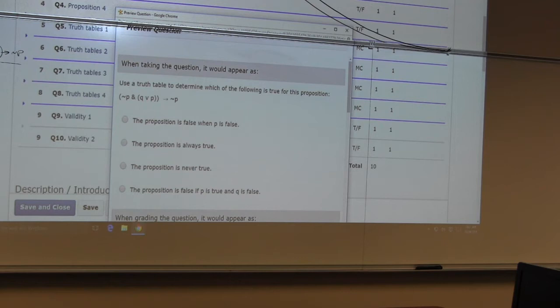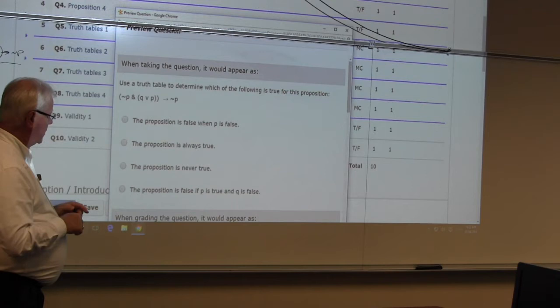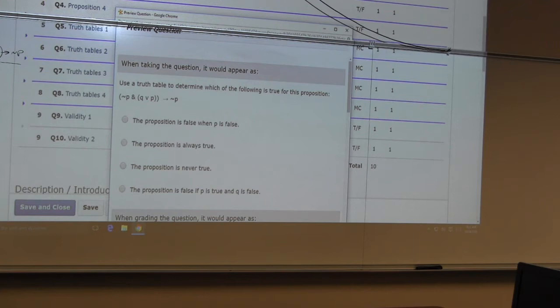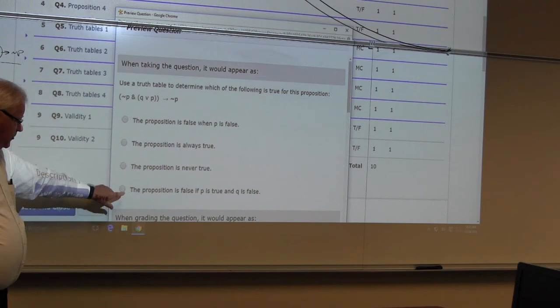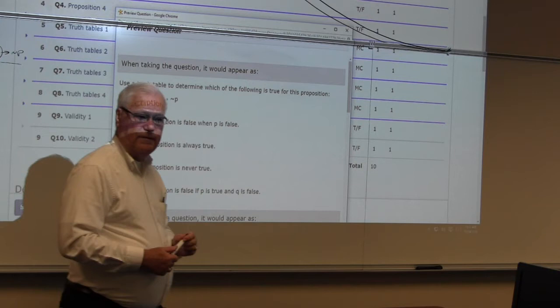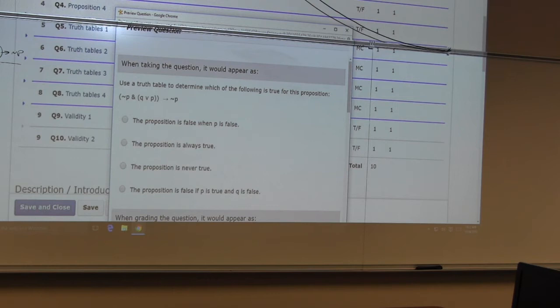Okay. So now, when you look over here, the proposition's false when P is false? Well, no, the proposition was never false. The proposition's always true. There's your answer. Proposition never true. The proposition's false if P is true and Q is false. Proposition's always true. Okay? All right. Any questions on evaluating using truth tables? Does that bring it back for you okay?